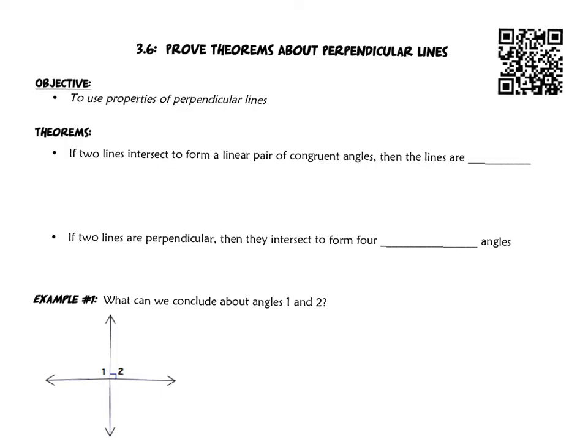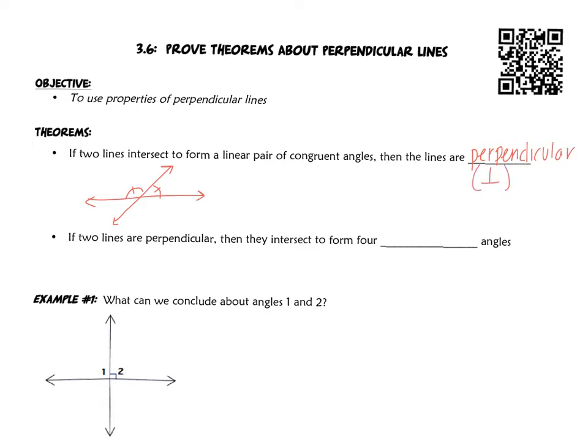First theorem: if two lines intersect to form a linear pair of congruent angles, then the lines are blank. So if I draw this, if I have two lines, they intersect to form a linear pair of congruent angles. That means these two angles have to be congruent. Well, then hopefully you can see that these lines will be perpendicular. And you use this upside down T to note perpendicular.